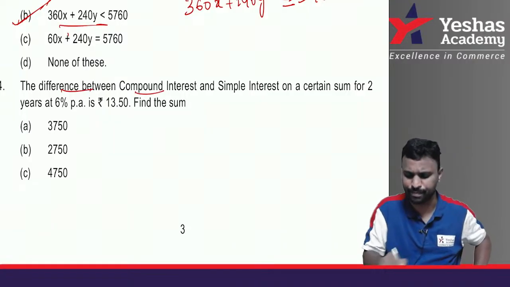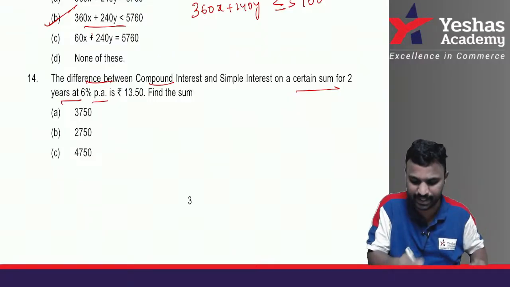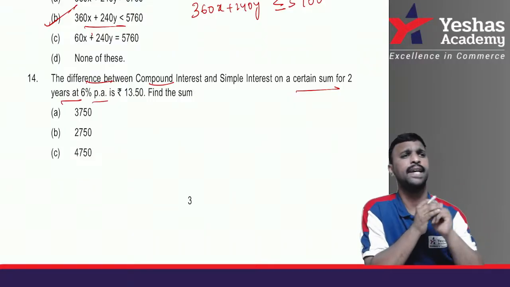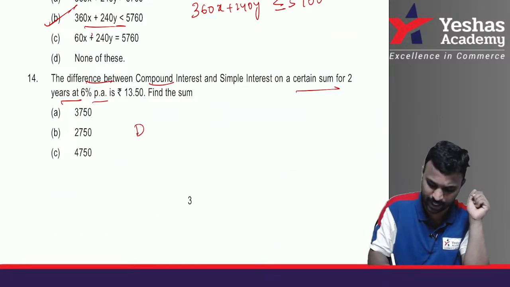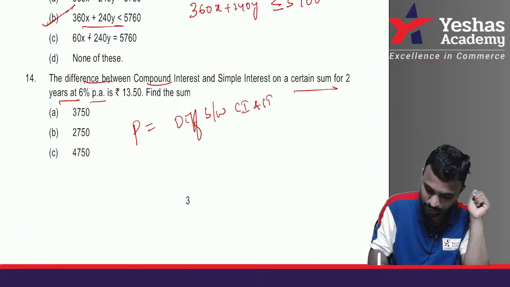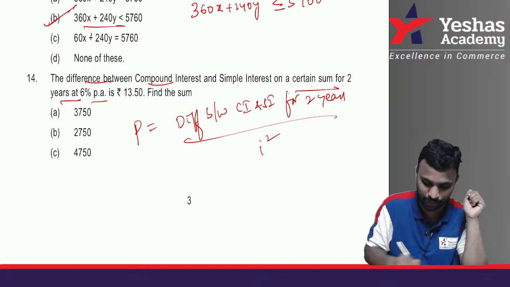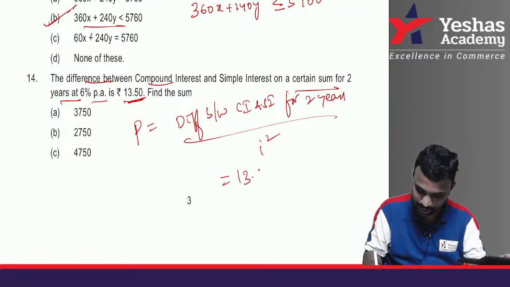The difference between the compound interest and the simple interest on a certain sum for 2 years at 6% per annum is 13.5. Guys, I gave you a shortcut for difference between CI and SI for 2 years. What was the shortcut? Principal is equal to difference between CI and SI for 2 years divided by I square. So difference given as 13.5, and I value is how much? 6%, which is 0.06 the whole square.